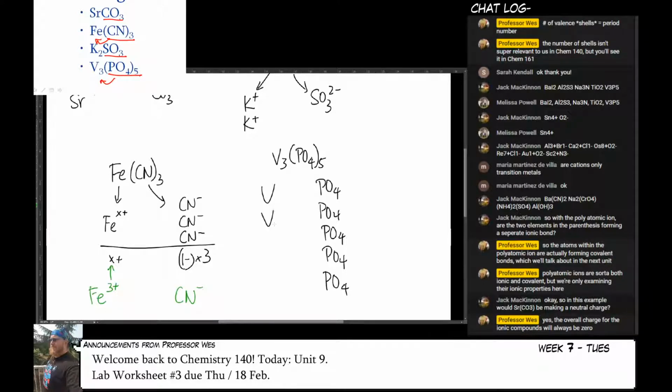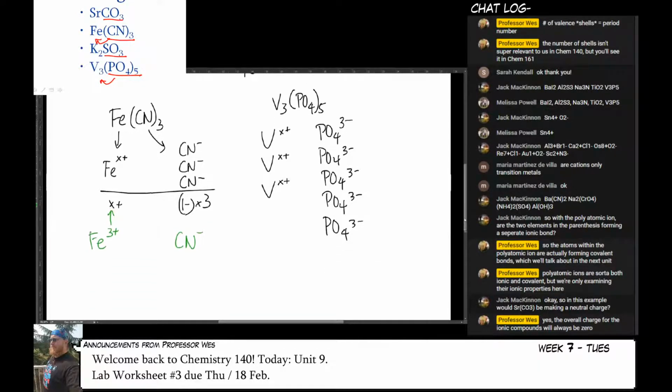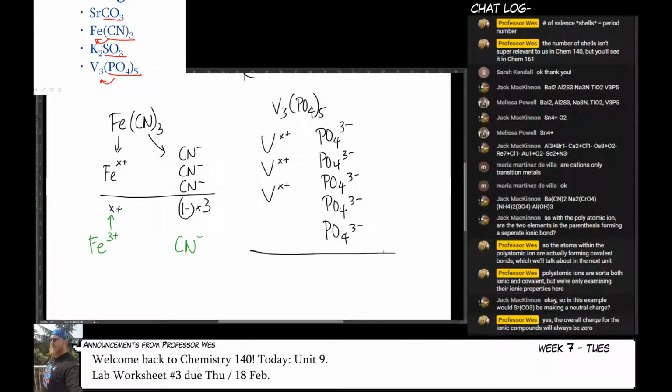And then I have vanadiums. I don't know what the charge is on the vanadium, because that's my transition metal. We're going to have to solve for that. But I do know what the charge is on phosphate, because I can look that up. They're all -3. All right, so I've got -3 times 5. That has to equal whatever this number is times 3. So the number that fills in that gap here is 5+.